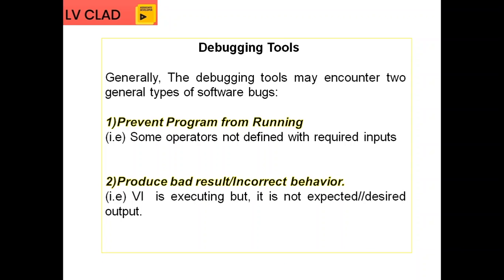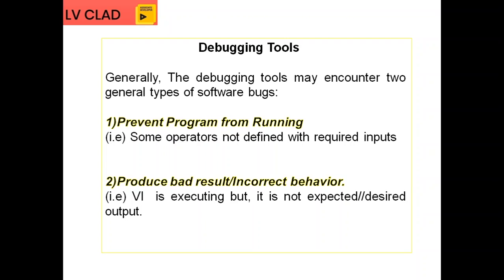Generally, the debugging tools may encounter two general types of software bugs. The first one is that which prevents the program from running. That is, I have placed some operators in the VI or LabVIEW coding, but they are not defined with the proper inputs or a particular constant or whatever it is. So they have some broken arrow. They are not allowing the particular VI to run.